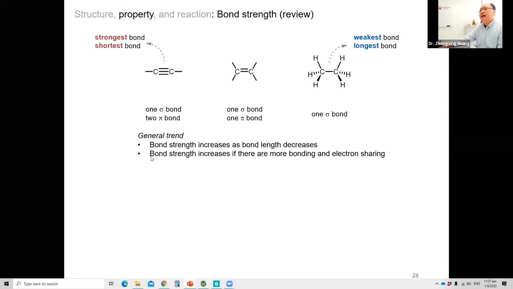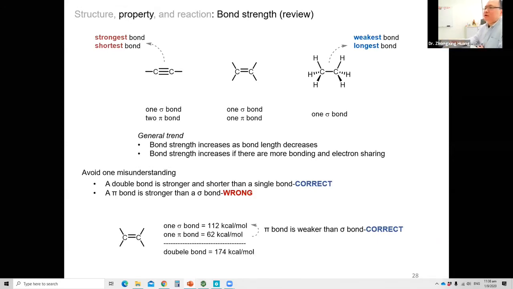Okay? Because if the bond strength increases, it normally means there is more bonding and electron sharing. And if you share more electrons, your bonding is stronger, right? It's like shaking hands with another guy or with your classmate. If you have 2 hands shaking, it's strong, but it's breakable, right? But if you have 4 hands sharing, it's harder to break, okay?